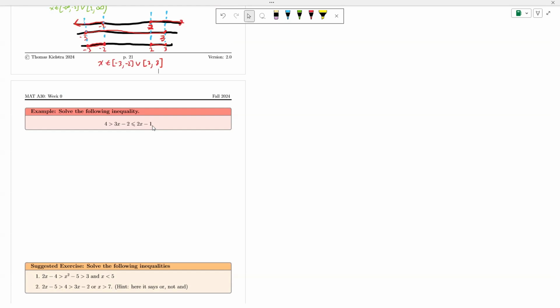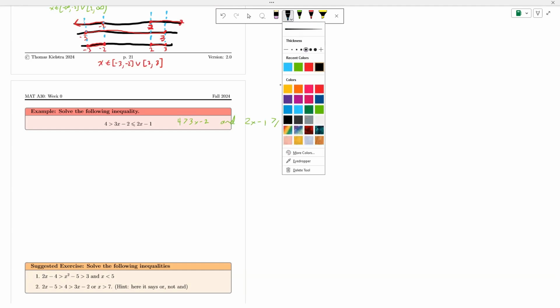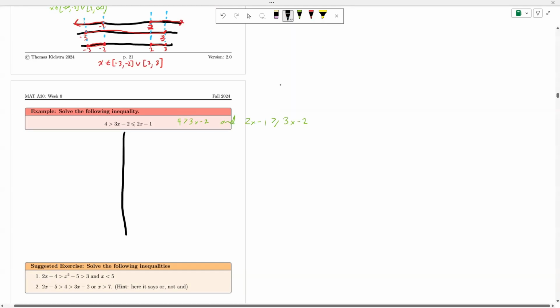Another way to write this, which is a little bit easier to read, is 4 is greater than 3x minus 2, and 2x minus 1 is greater than or equal to 3x minus 2, which is exactly what we do. We break it up into two problems, and we're going to take the intersection of these two problems. So once again, we divide it down the middle. On the left-hand side, we have 4 greater than 3x minus 2. The right-hand side, we have 3x minus 2 is less than or equal to 2x minus 1.